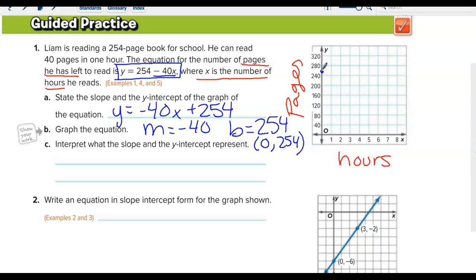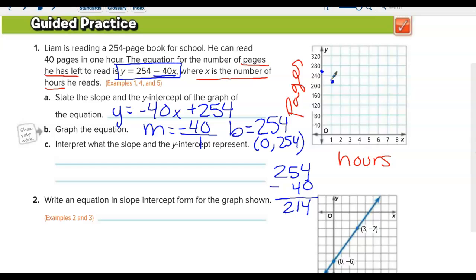Okay? Then my slope is negative 40. Negative 40 is an integer. I can always put it over what? 1. If I put it over 0, that would be undefined, right? So I can put it over 1. So do I go up or down? Down. I have down 40, so I go down 40 from 254. So to figure out where you're at, you would take 254, subtract 40, and you'd get 214. Okay, so a little bit here.